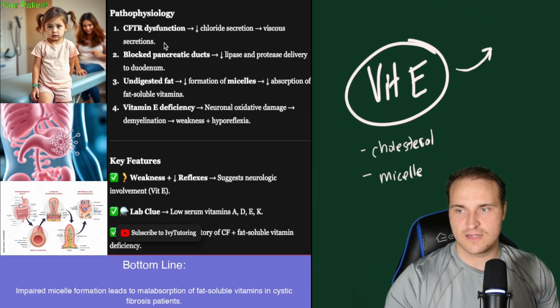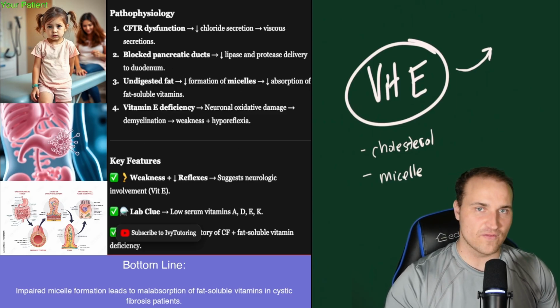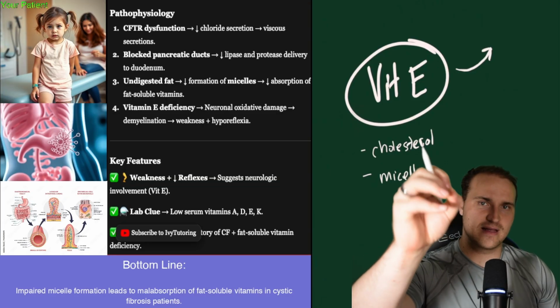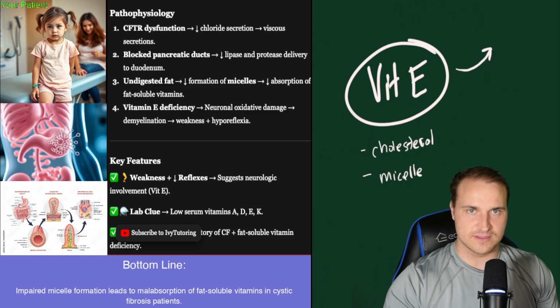So the most important stuff here, this is the pathophysiology if you want to read that, but this guy's got cystic fibrosis and some progressive weakness, and it makes you think of a fat-soluble vitamin deficiency, especially vitamin E, because of those symptoms that are neurological in nature. And the reason you can't absorb the fat-soluble vitamins is because you can't form micelles, the tiny little guys made of bile salts that trap the lipids, and they shuttle them to the intestinal wall.